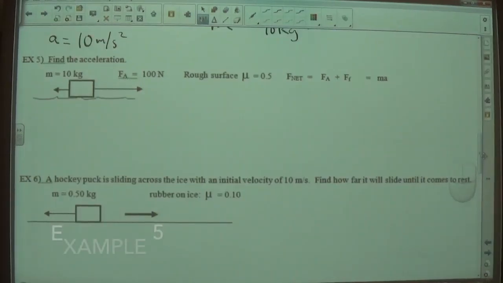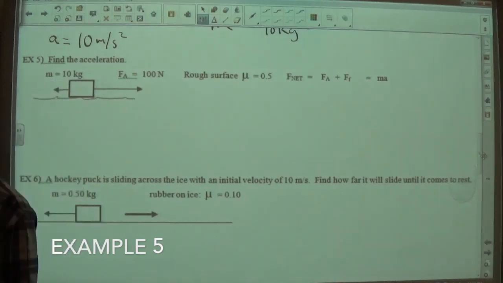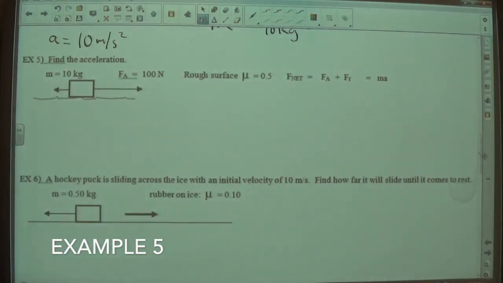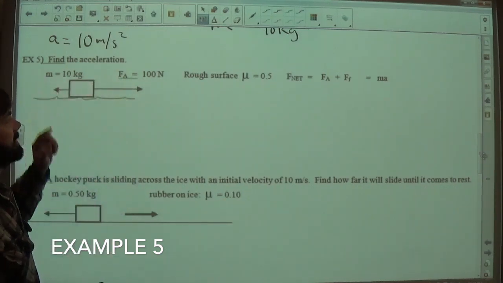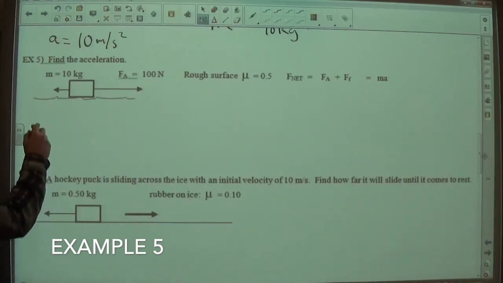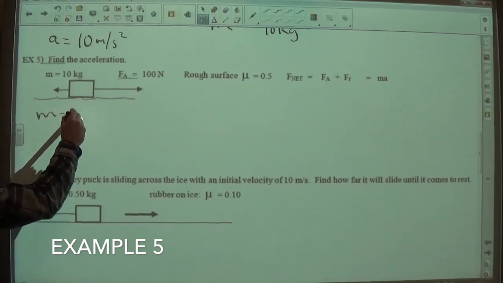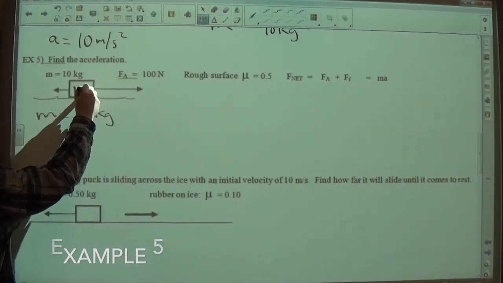For example number 5, they want us to find the acceleration of a box or a block that is sliding across somewhat more of a rough surface. They give us the force applied and the mass, so what we really need to find is the net force. The mass is equal to 10 kilograms. That's the mass of the block.